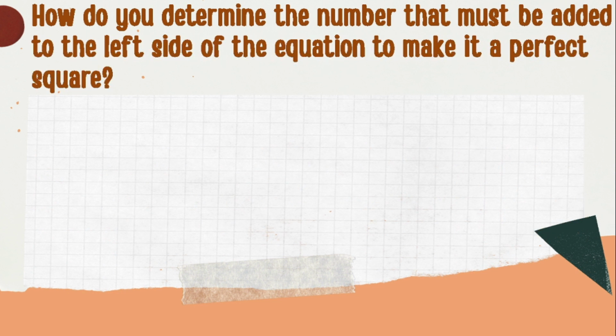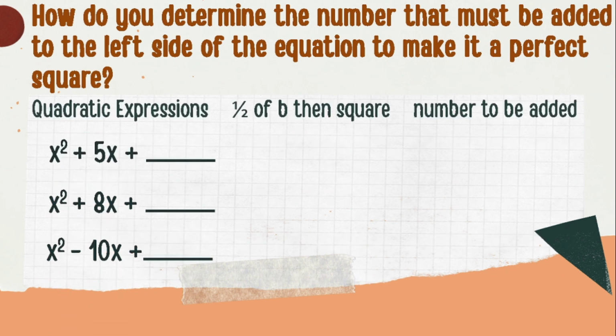Let's observe the following. How do you determine the number that must be added to the left side of the equation to make it a perfect square? Okay, let's start with the quadratic expression x squared plus 5x plus blank. To make it a perfect square, get the half of the numerical coefficient of the linear term, which is 5. So we have 5 over 2. Then square it. Therefore, the number to be added is 25 over 4 to make it a perfect square trinomial.